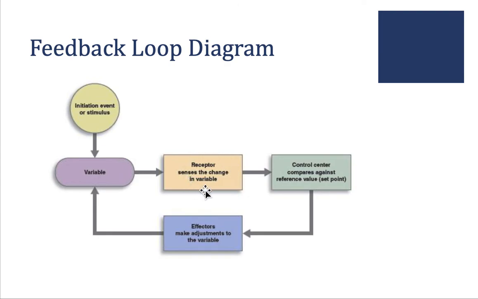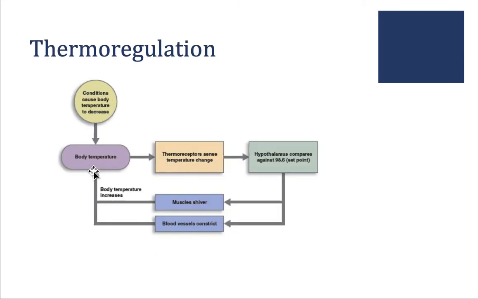Receptors are going to detect a change in the variable, and receptors are sensitive to specific variables. They're going to send this message to the control center. The control center is going to compare the information it just received to a reference value or a set point. It's going to then make a decision based off of this set point and what the current variable value is, and send a message to the effectors to change the variable. The effectors are then going to make that change, and something's going to happen to the variable.